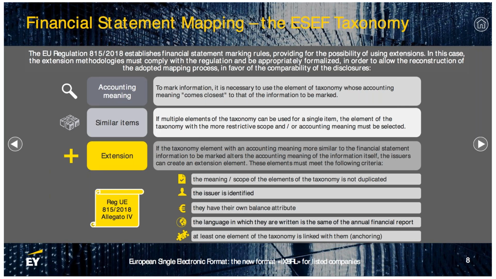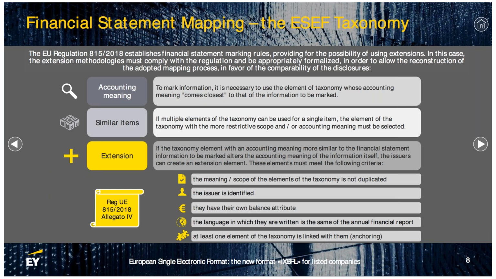So you have to keep in mind all the tags and try to fit the meaning of your scheme with the tags. If you didn't find the exact match, you can try to reach some similar items. If multiple items of the taxonomy can be used for a single item, the element of the taxonomy with the more restrictive scope and/or accounting meaning must be selected. If the taxonomy element with an accounting meaning more similar to the financial statement information to be marked alters the accounting meaning of the information itself, the issuer can create an extension element.